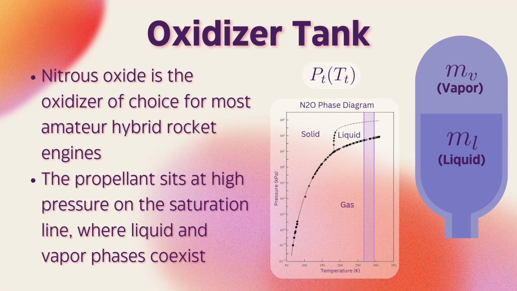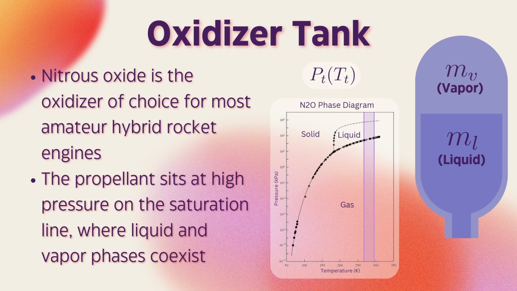So the first thing that the program simulates is the oxidizer tank. For my simulation, it strictly simulates nitrous oxide. It wouldn't be hard to add other propellants, but nitrous oxide is special in that it sits at two phases when it's in the oxidizer tank. So you have a vapor and a liquid fraction.